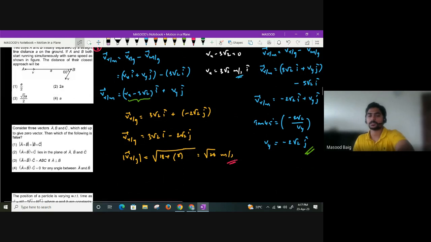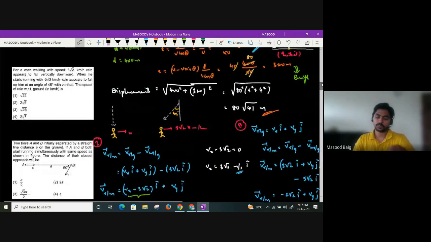Is there any option like that? Root 26 is there, guys.